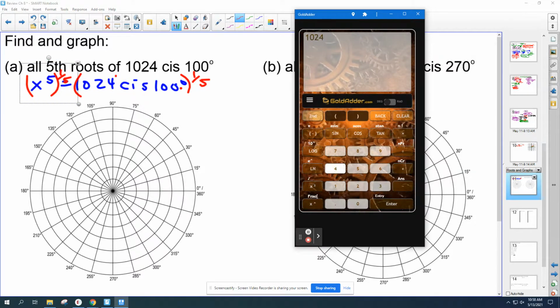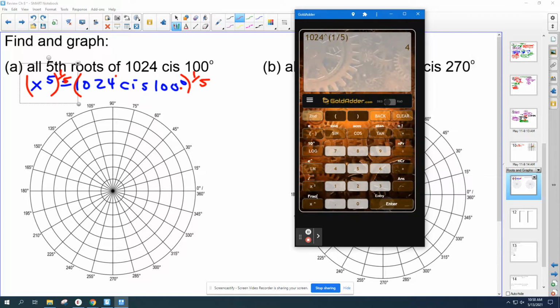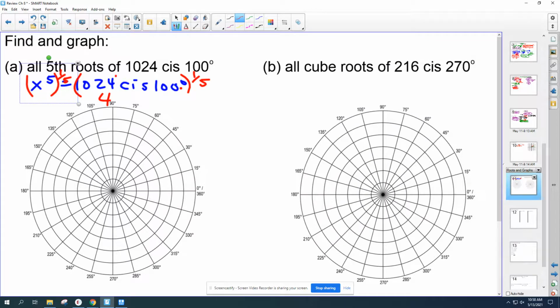So on your calculator, 1024 to the, you've got to put your fraction inside parentheses here, otherwise it would only take it to the first power. But to the 1/5 power, that's 4. And 100 times 1/5 is 20 degrees. So x equals 4 cis 20 degrees. We just have to eyeball it, I guess, because 20 is probably right there. But 1, 2, 3, 4.